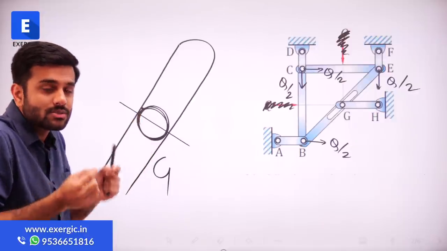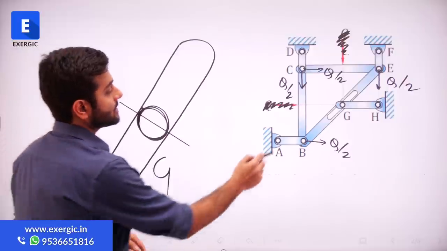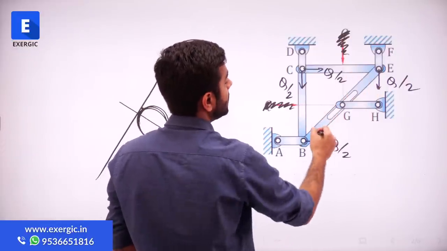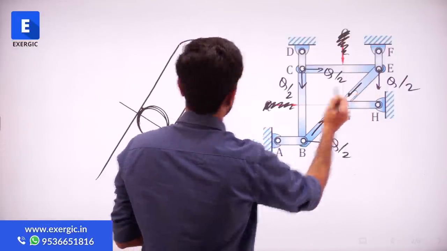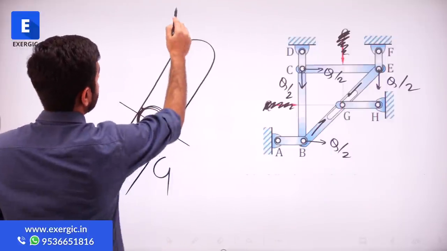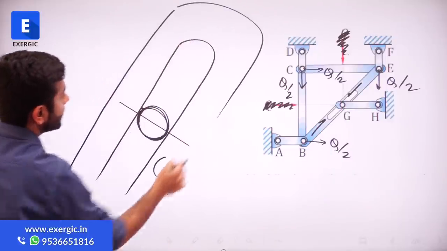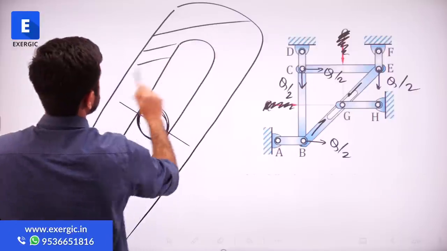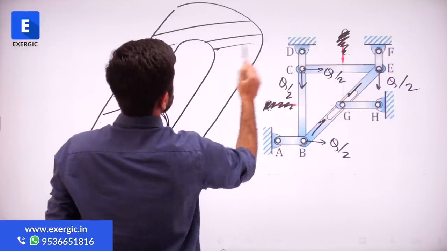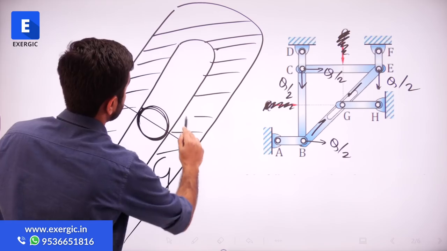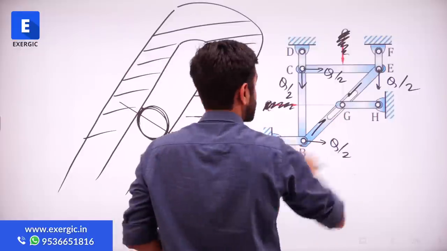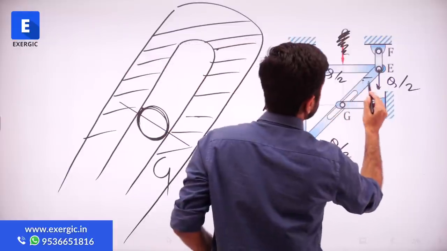The force transmission in this direction, if I talk about force transmission in BE, it will be in this direction, right? Let me again show the bigger diagram like this. This is the link. This shaded part that I am showing you is the actual link BE, and this is the gap. This is the slot, right? This shaded part is the actual link. Actual link means this part.